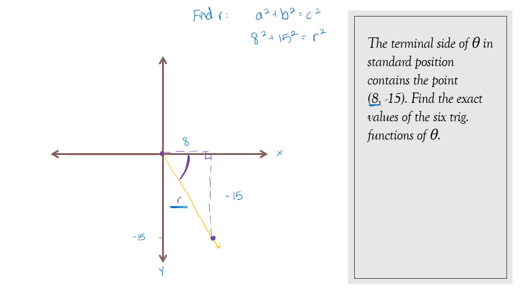Okay, so we've got 64 plus 225, that's equal to r squared. If we add those together, that'll be 289. You notice I tend to do that last step all at once. I combine that with taking the square root of both sides. So now we have the square root of 289 is equal to r. So r is going to be 17. Okay, so this is 17.